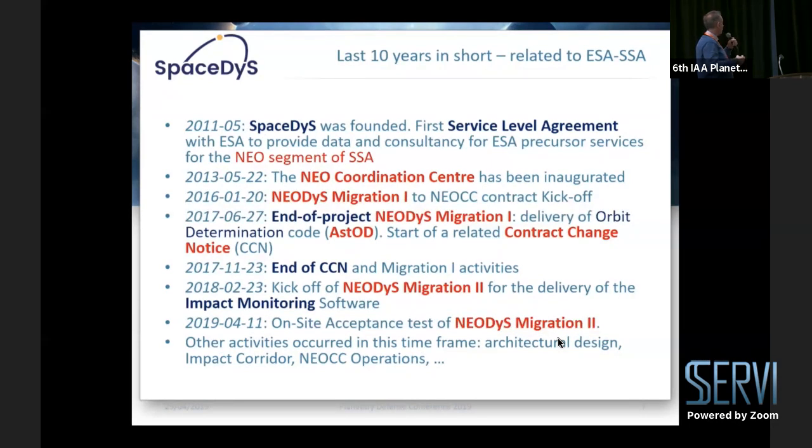In 2015 there was the inauguration of the NEO Coordination Center, and starting in 2016 we began the migration of the service from Pisa to the NEOCC, which means we started to develop and engineer the code for ESA. The new code is called ASTOD. Now we are approaching the end of the migration. We already delivered the orbit determination functionality, and we just delivered the software for the impact monitoring activity to ESA a few weeks ago. There were also other activities supporting the NEO segment.